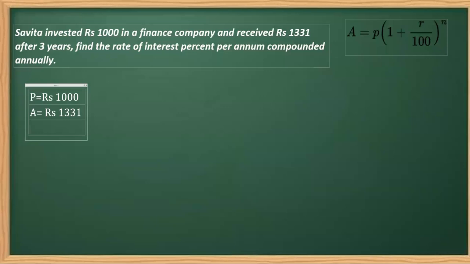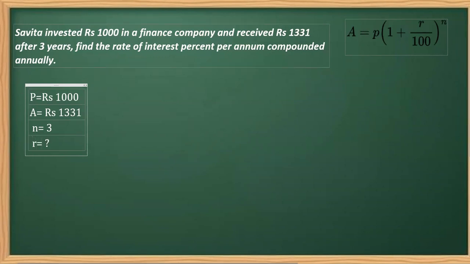And then N, which is the number of terms, or the years, is given here. N is 3. And what we have to get here is the rate of interest, right? So we have to find R in this case. So R is what we have to calculate here.